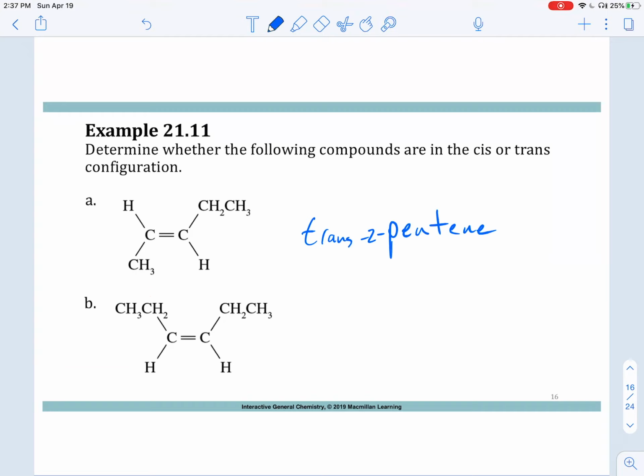This one is a different molecule altogether. We have 1, 2, 3, 4, 5, 6. That's a hexene. And we know it's a cis. Now I need to tell you where the double bond is. 1, 2, 3, or 1, 2, 3. Looks like either way, it's cis-3-hexene.